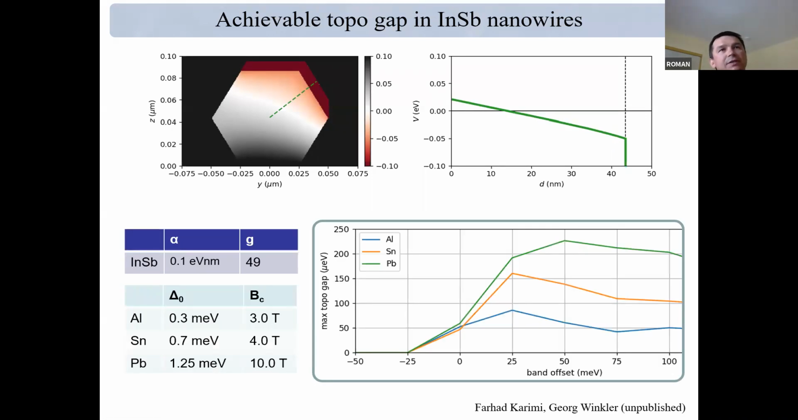And here's the main result of this study, where we show that, using reasonable parameters, and in the case of, say, lead, we can find a maximum topological gap of the order of several hundreds of micro eV, also in a reasonable parameter regime. So that's interesting because this gap is already a factor of 2 or more larger than aluminum, and since the gap is in the exponent, it's a big factor overall.